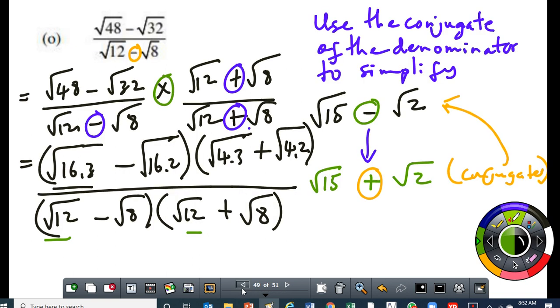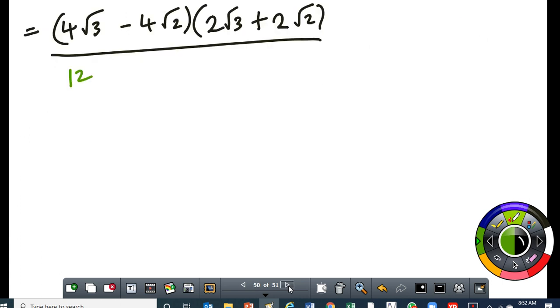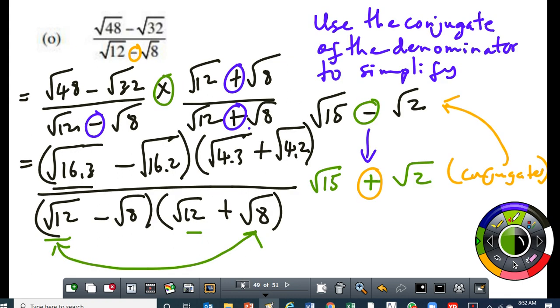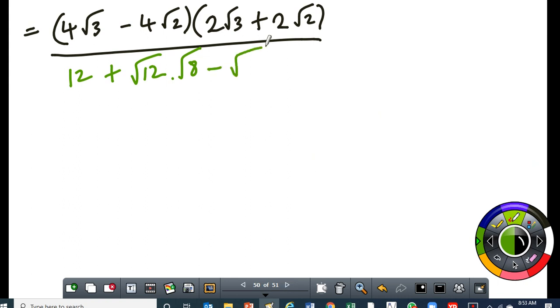Then square root of 12 times 8. So I have to multiply now these two. That will give me square root of 12 times square root of 8. I don't need to simplify it, so it will be a positive square root of 12 times square root of 8. Then I need to multiply these two. But remember, there's a minus here. So it's going to become minus square root of 12 times square root of 8. So I'm going to write this as minus 12 times square root of 8.